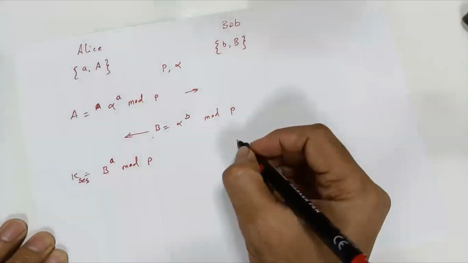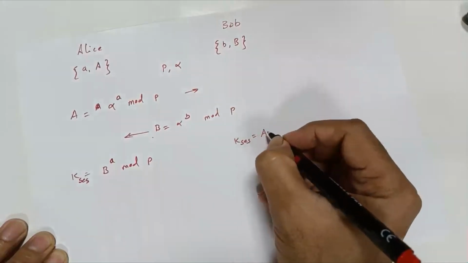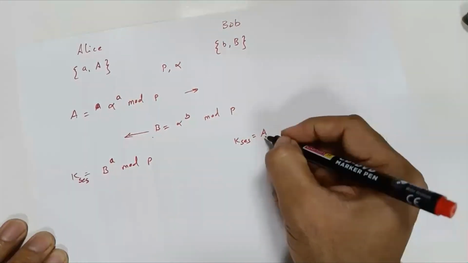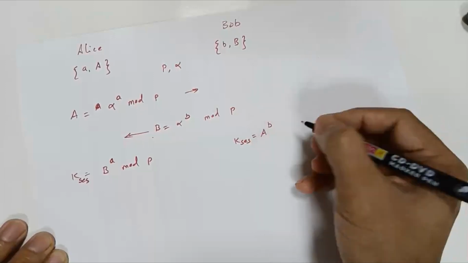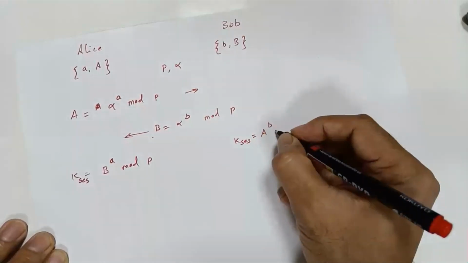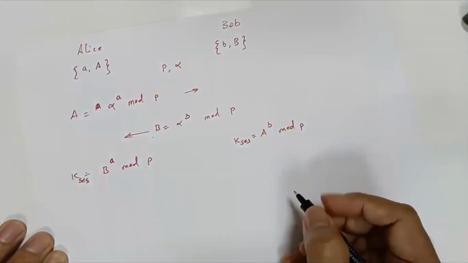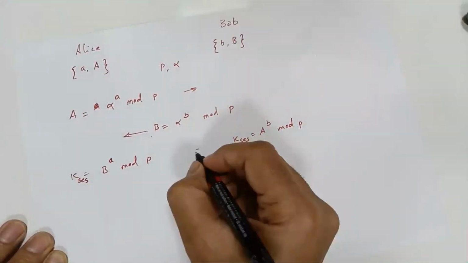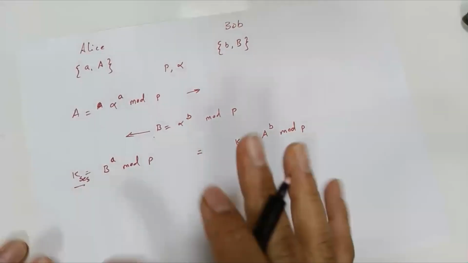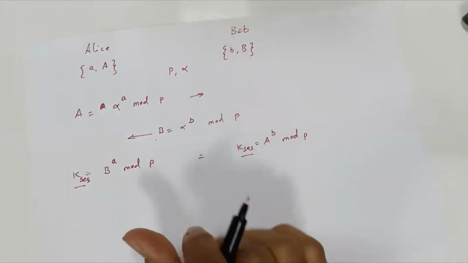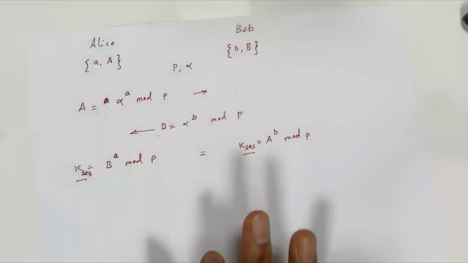And the other user also does the same thing. Bob has received Alice's public key. It raises it to its own private key and takes the mod operation. Okay, and at the end, these two session keys have to be the same. So this is the Diffie-Hellman algorithm that we have seen. I hope this is correct.